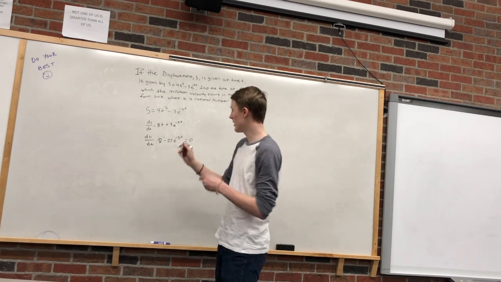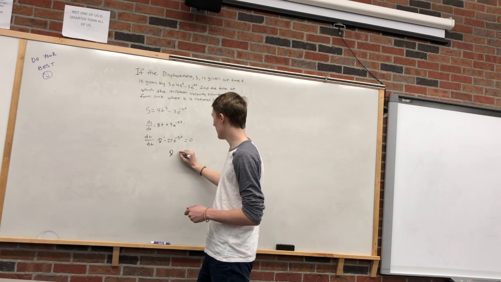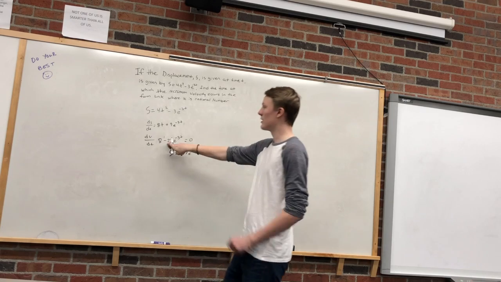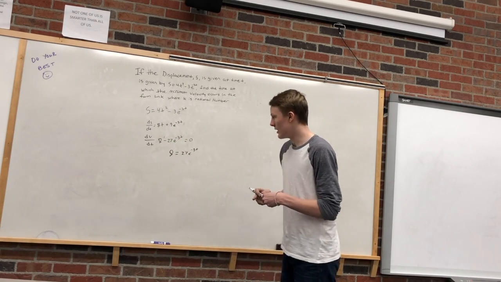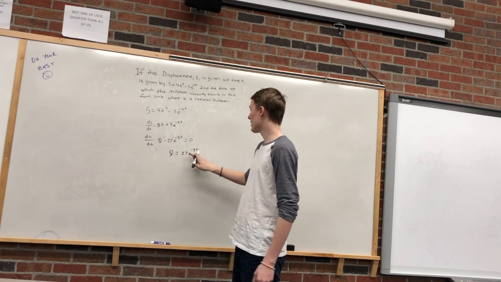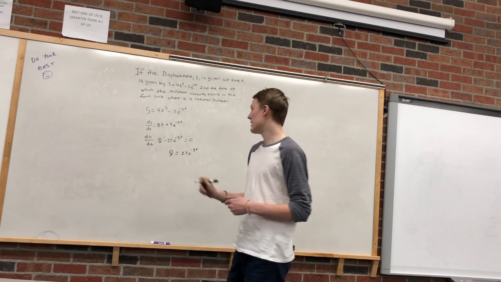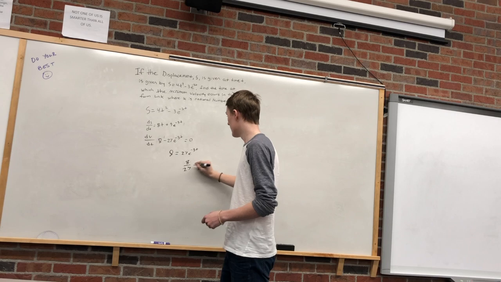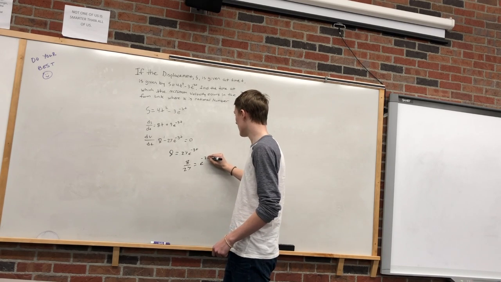So we're going to add, so it's going to be 8 is equal to 27e to the negative 3t. I just moved the 27e to the negative 3t over to the other side. Then we're going to divide 8 by 27 to get the e to the negative 3t by itself. So we got 8 over 27 is equal to e to the negative 3t.